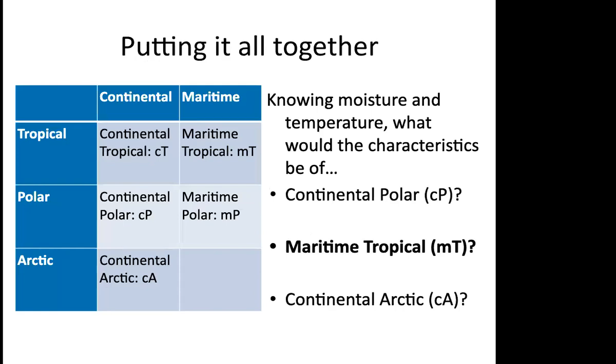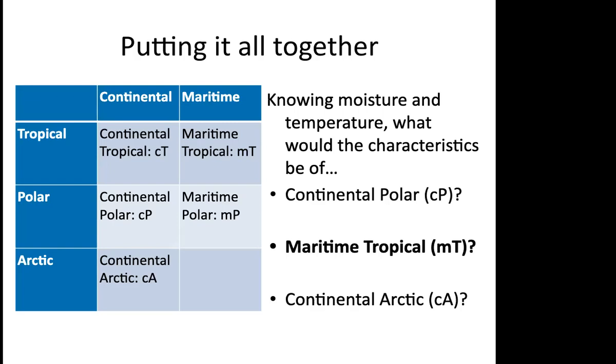So let's put it all together. So you can have continental tropical, continental polar, continental Arctic. You can have maritime tropical or maritime polar. So you're going to see these and be very familiar with these, okay, because this is just the condensed version of what we're talking about. Okay, so CT, continental tropical, CP, continental polar, CA, continental Arctic, MT, maritime tropical, and MP, maritime polar. Okay, so knowing moisture and temperature, what would be the characteristics of these?